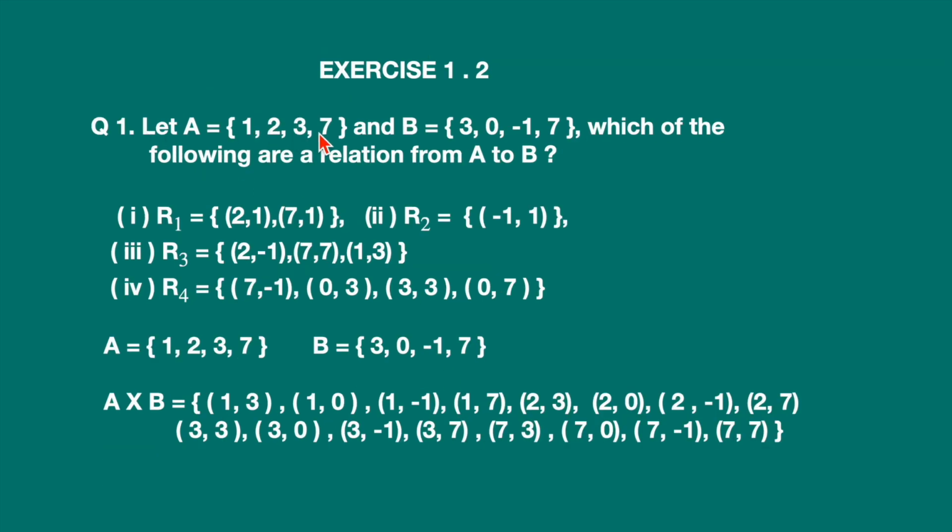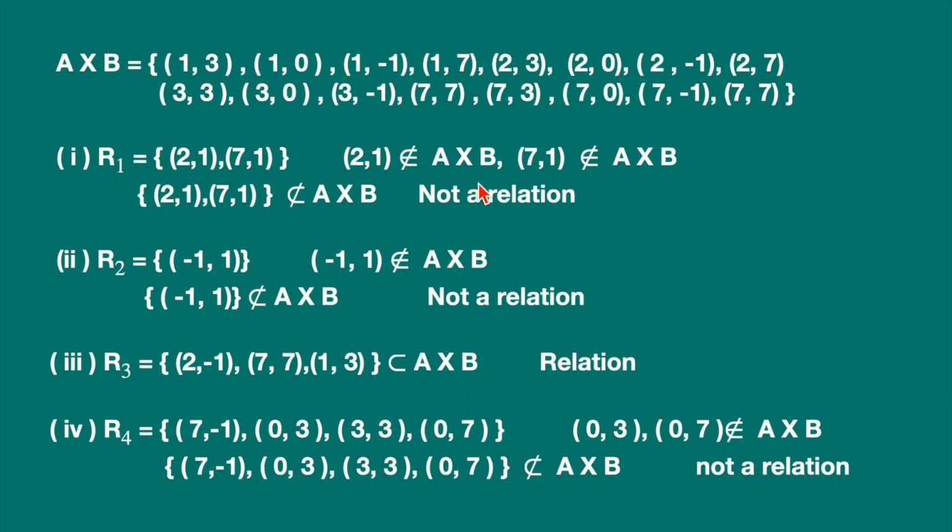This will become more clear as we go to the exercise. Let A is equal to {1, 2, 3, 7}, B is equal to {3, 0, minus 1, 7}. Which of the following are a relation from A to B? In any sum like this, first we have to do the cross product of these two sets. So here it is, I have done the cross product. Totally there are 16 ordered pairs. Write down all the ordered pairs.